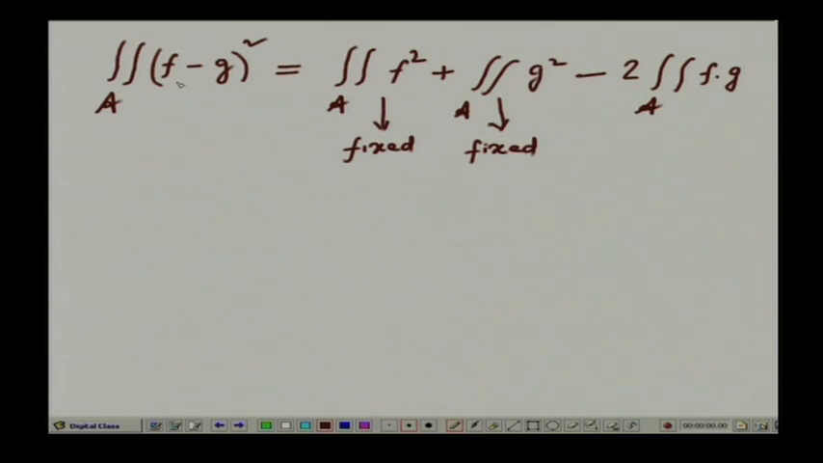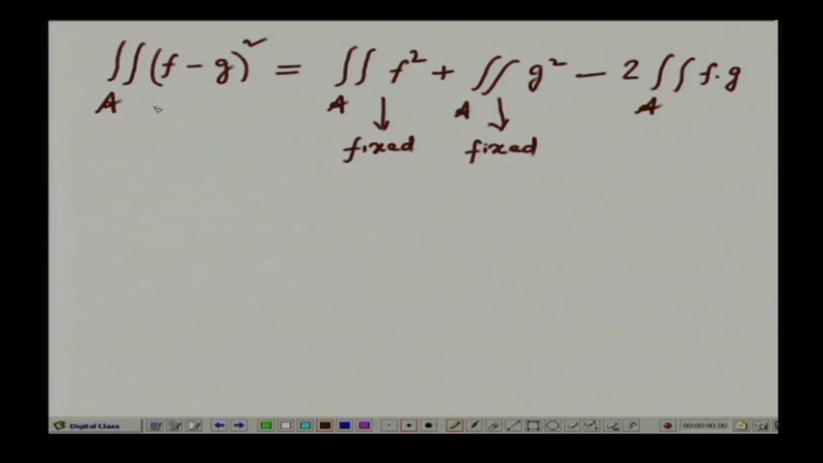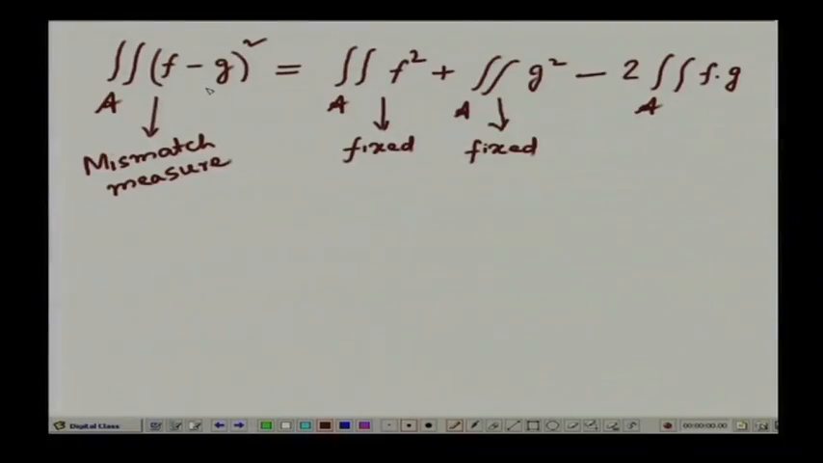Now, what is this sum of (f minus g) squared? This is nothing but a sum of the square differences. That means this gives the degree of mismatch, or this is nothing but the mismatch measure. So, if this integration of (f minus g) squared over the region A is minimum, because this is the mismatch measure, then wherever this is minimum, at that particular location f matches the best over that particular region of g.